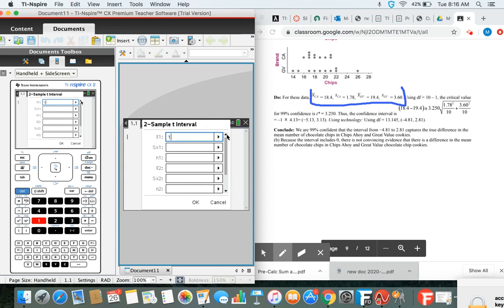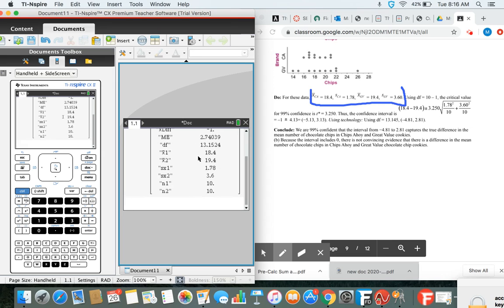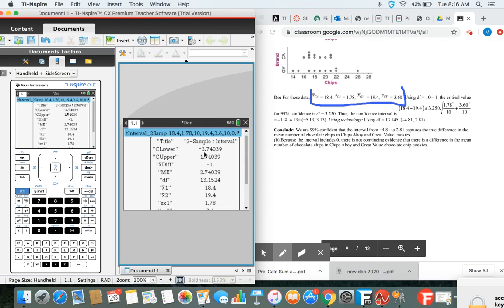So we have 18.4. We know the standard deviation was 1.78. We had a sample of 10 cookies. For Great Value, the average was 19.4, and the standard deviation was 3.6. Again, we had a sample of 10 cookies. We hit OK. And there's our C lower and our C upper.